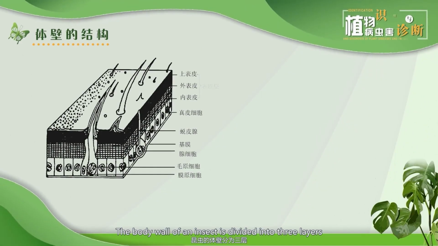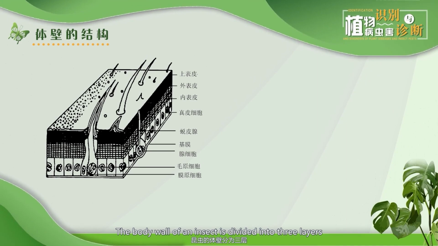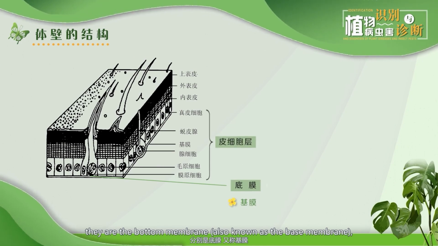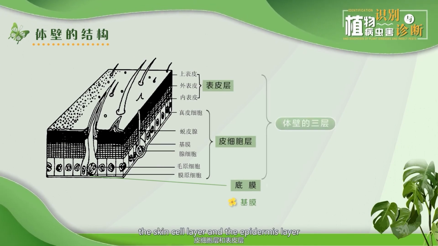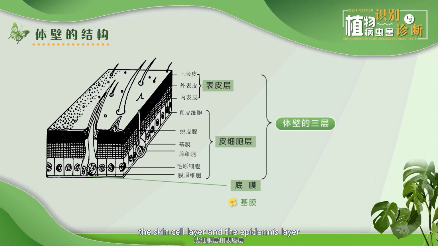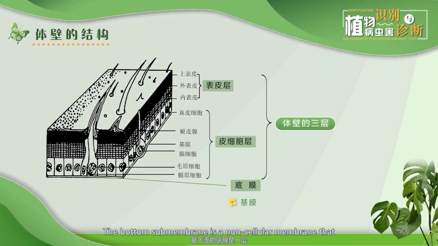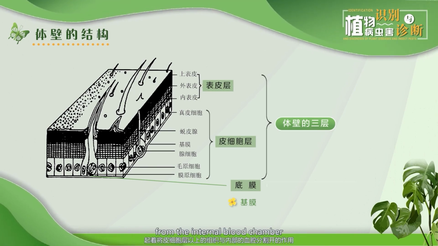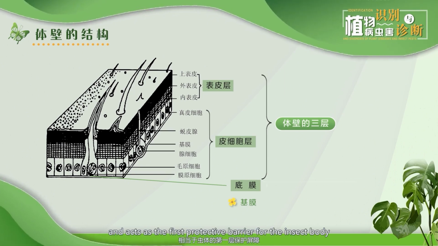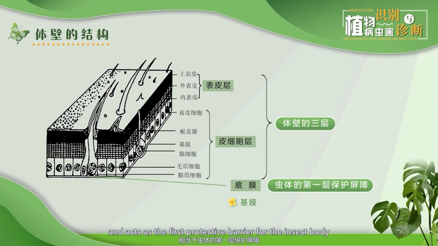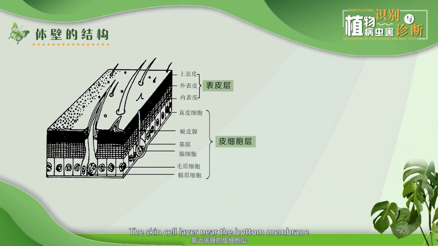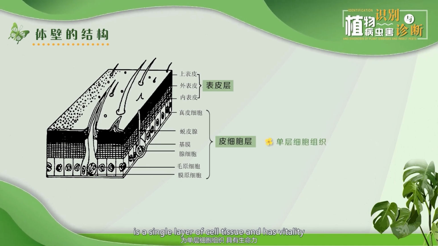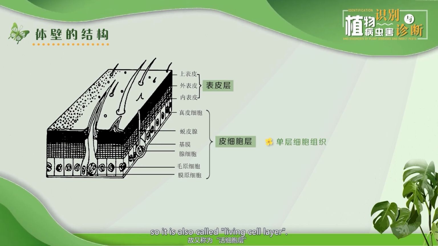The body wall of an insect is divided into 3 layers. From the inside out, they are the bottom membrane, also known as the base membrane, the skin cell layer, and the epidermis layer. The basement membrane is a noncellular membrane that separates the tissue above the skin cell layer from the internal blood chamber and acts as the first protective barrier for the insect body. The skin cell layer near the bottom membrane is a single layer of cell tissue and has vitality, so it is also called the living cell layer.